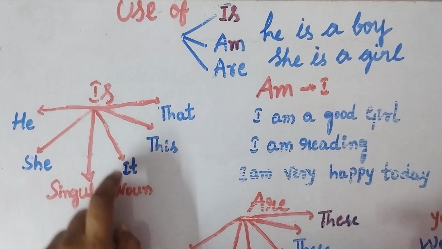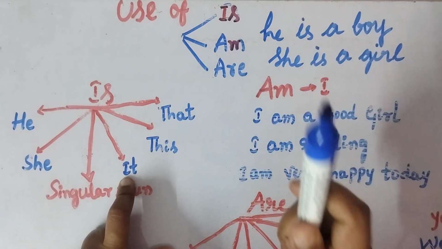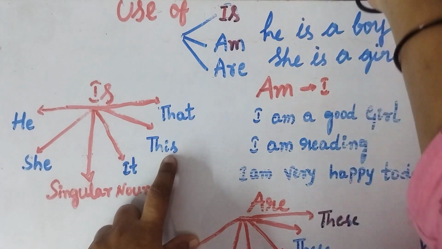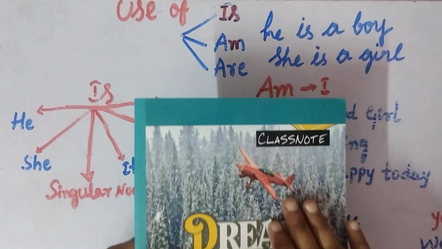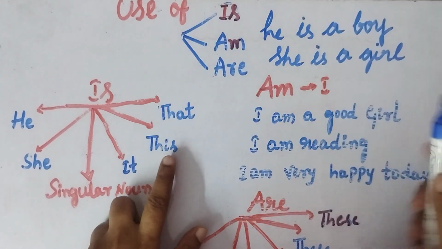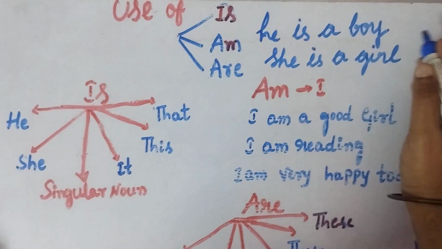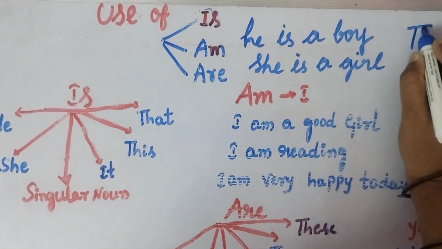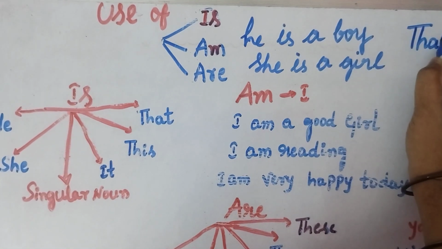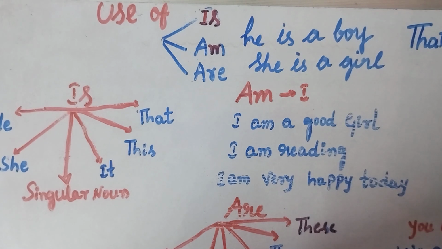Next, it. It is a marker. This. This is a book. That. That is a bottle. So, I have to write here: that is a bottle. That is a water bottle.